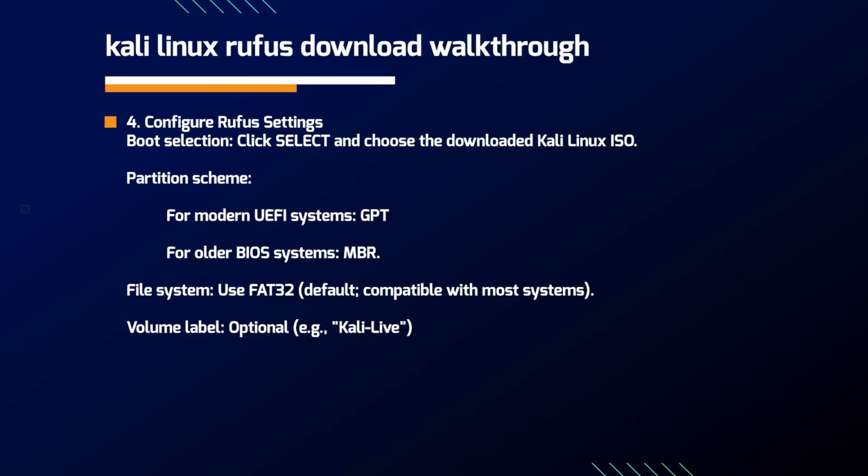For boot selection, click Select and choose the downloaded Kali Linux ISO. For the partition scheme, for modern UEFI systems you can do GPT, and for older BIOS systems you can do MBR. For the file system, you can use FAT32, the default, compatible with most systems. The volume label is optional. You can do Kali Live.